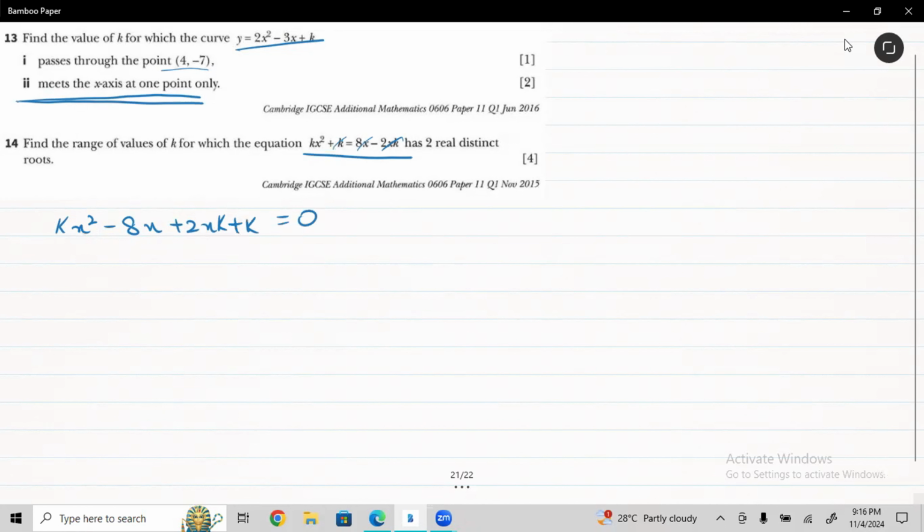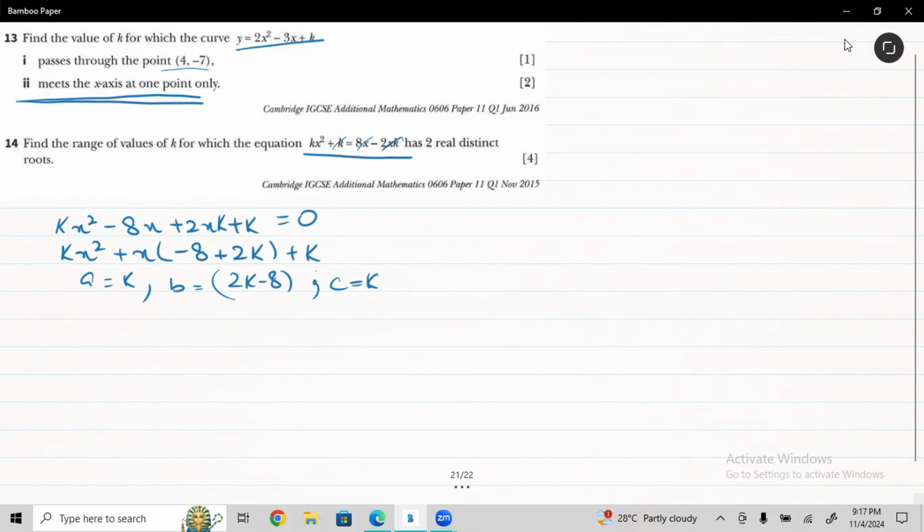Okay, first of all, what we're going to do is take x as the common factor. In fact, what I prefer to do is take positive x as the common factor and take negative 8 in, plus 2k, plus k. So a is equal to k, b is equal to 2k minus 8, and c is equal to k.